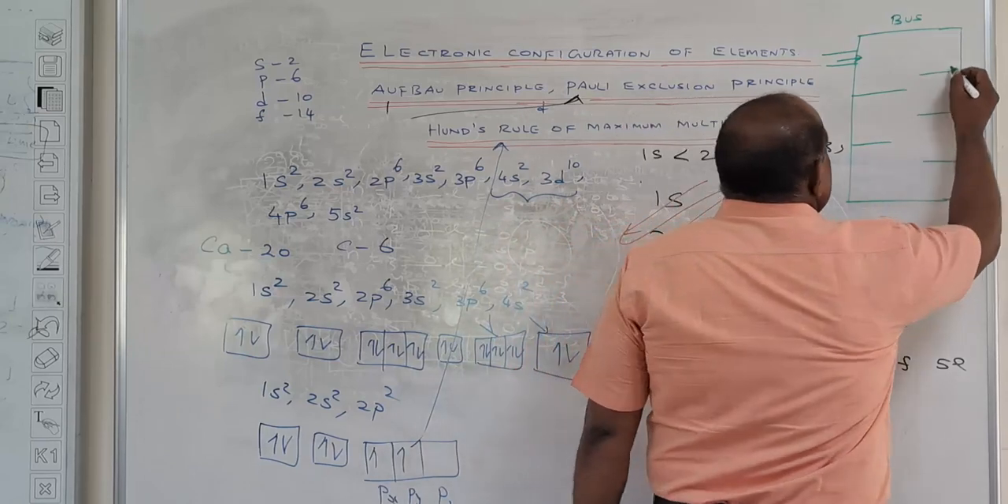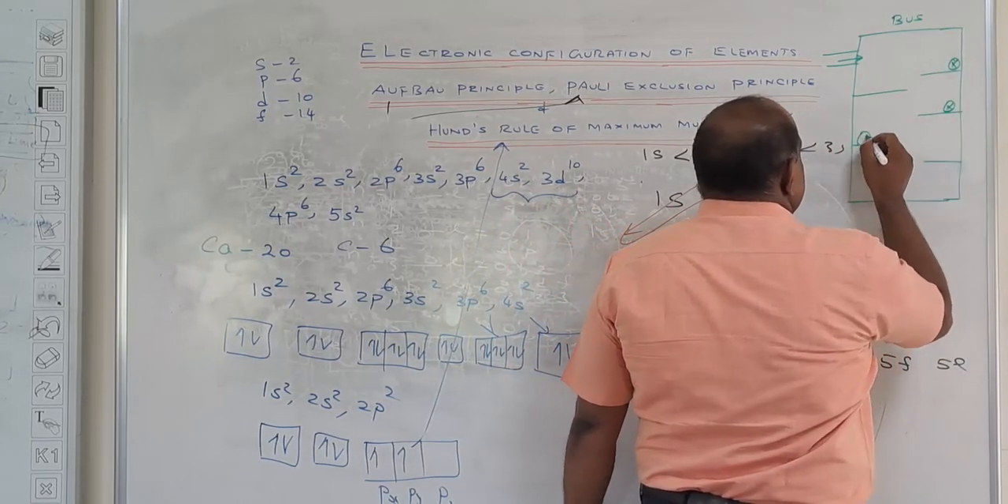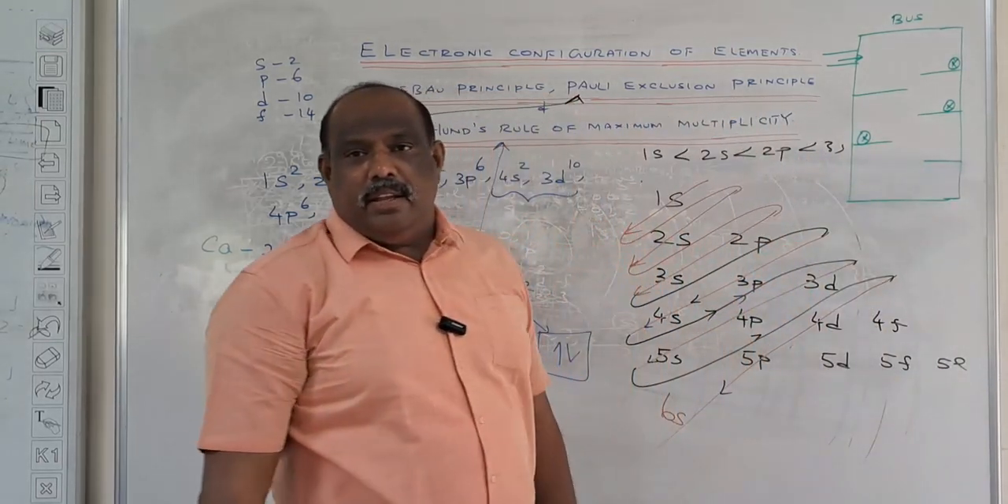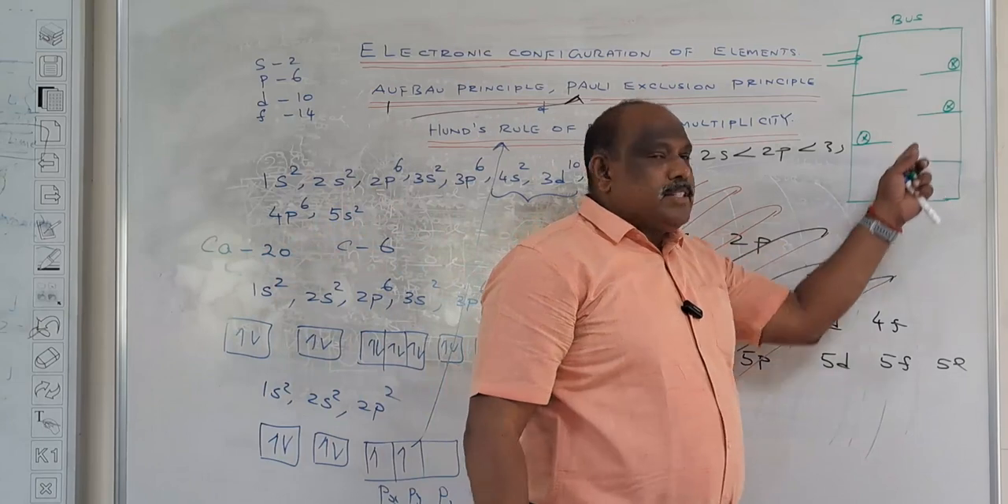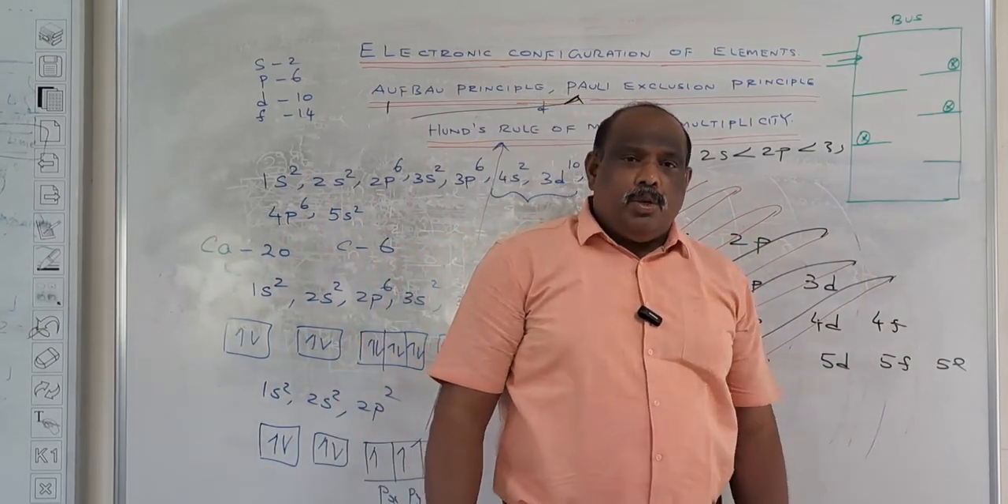Now, one person is already seated here. Now these two seats are vacant. But every seat has a capacity of holding two members. Every seat is having a capacity of holding what? Two seats are available.